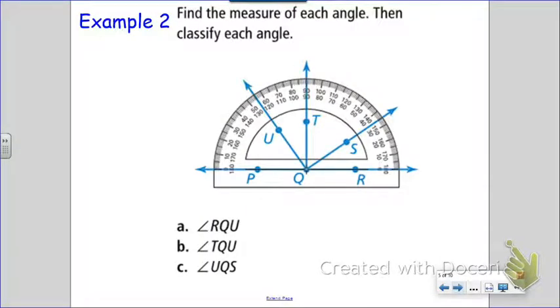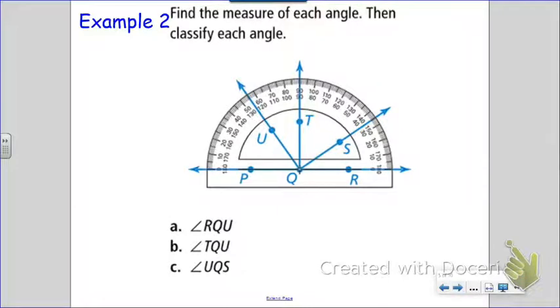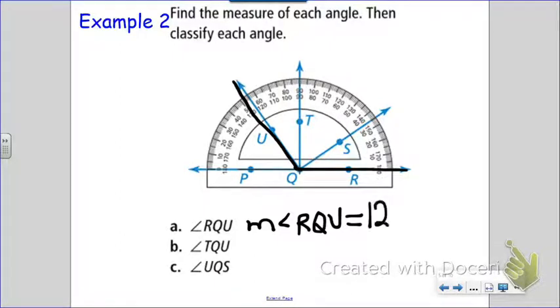We find the measure of each angle and then classify the angle. Angle RQU. The measure of angle RQU, if we look at the blue, we're measuring along the bottom numbers, and so on mine it'll be 125 degrees, which makes it obtuse.